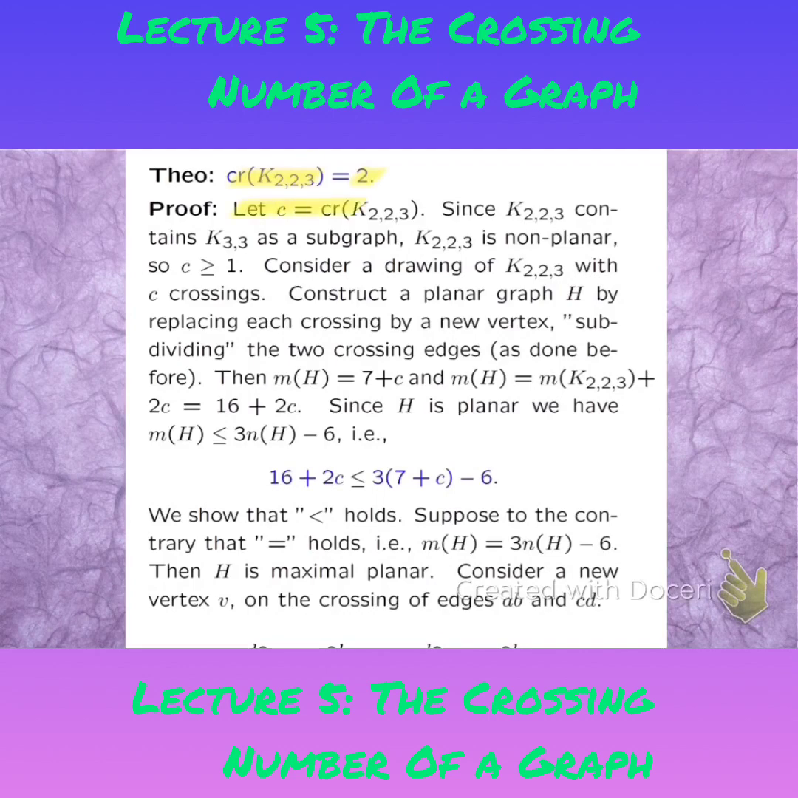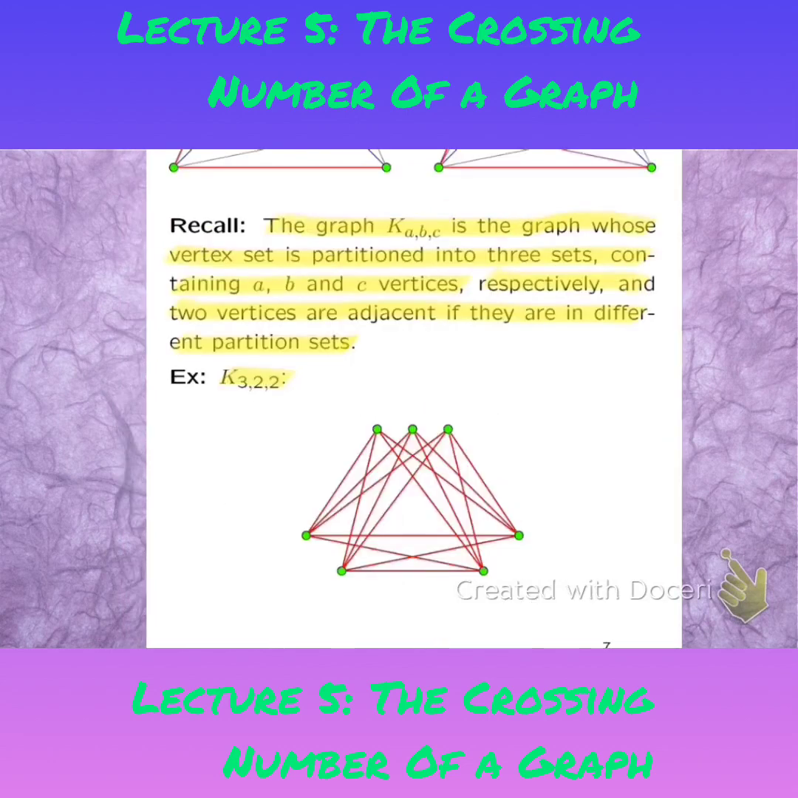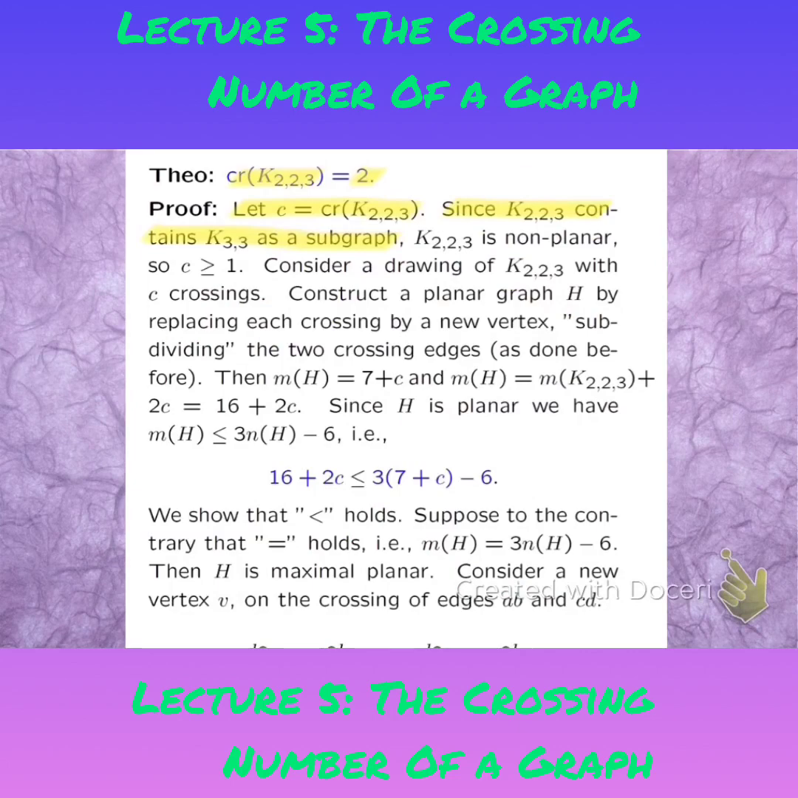So if we take C to be the crossing number of K_{2,2,3}, we know that K_{2,2,3} contains K_{3,3} as a subgraph, right? That's pretty straightforward. If we go back to the drawing there, if we take those 2 vertices there and include that one there, that clearly has K_{3,3} as a subgraph. So we know K_{2,2,3} is not planar, so it means that C is at least 1. So we just need to show that C is at least 2.